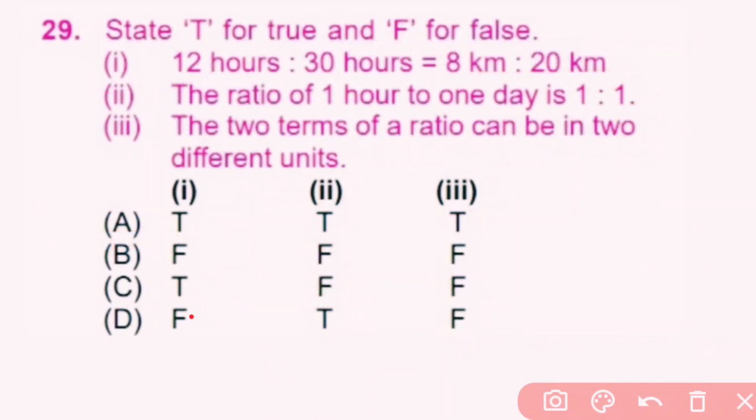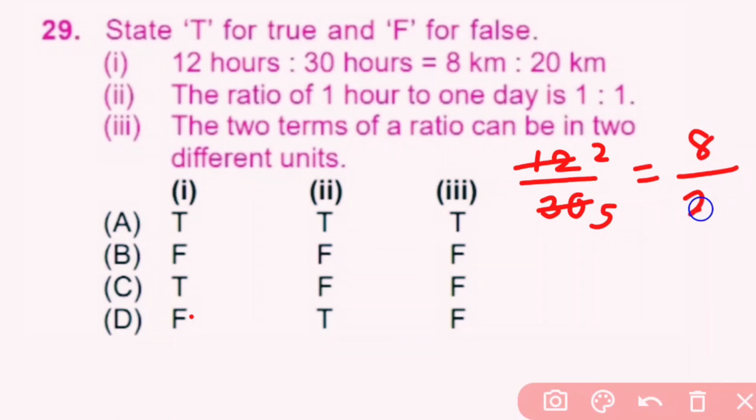Question number 29. State T for true and F for false. Option 1. 12 hours is to 30 hours is equal to 8 km is to 20 km. Means 12 hours is to 30 hours. Means 6 2s are 12 and 6 5s are 30, is equal to 8 km is to 20 km. 4 2s are 8 and 4 5s are 20. So option A is true.